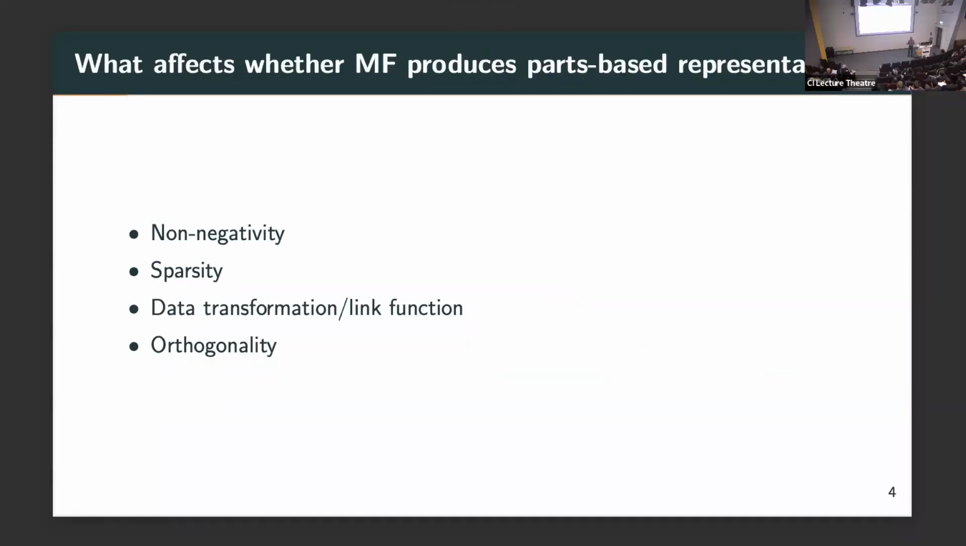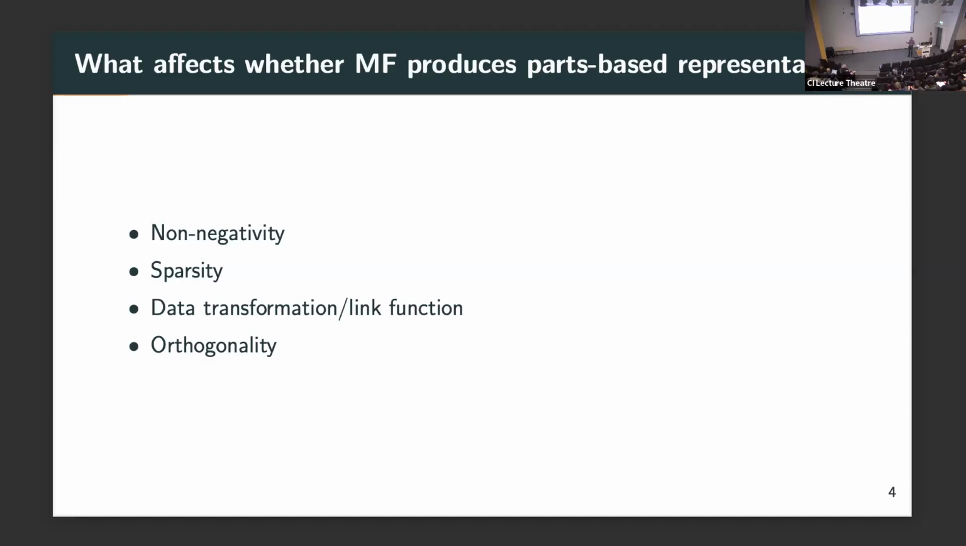Having thought about this a while and worked on it a while, these are 4 things. Maybe it's not exhaustive, but these are 4 things I think can impact the decomposition you get and how interpretable it is, or how it is interpreted. Non-negativity: Lee and Seung's original paper on NMF was really trying to make the case that assuming non-negativity tends to lead to more interpretable parts-based decompositions. We'll see their example in a minute.